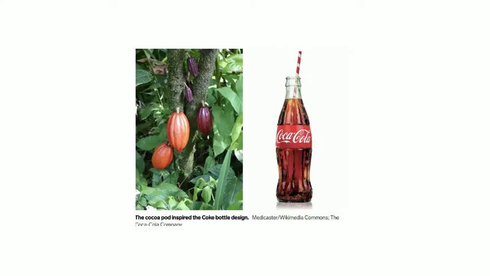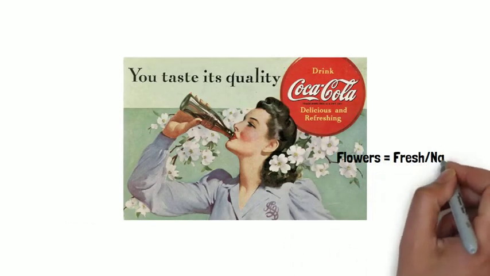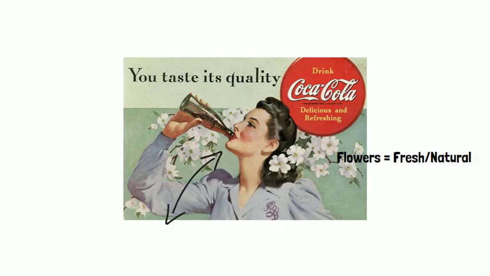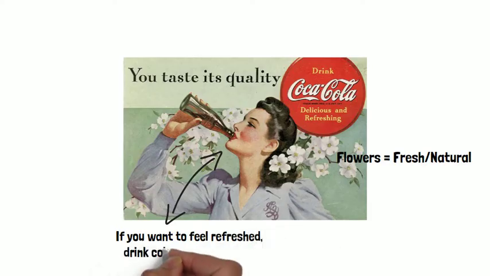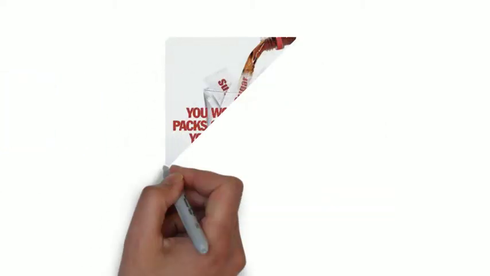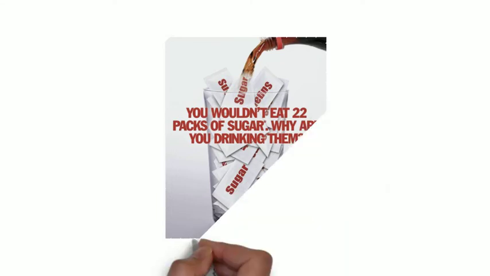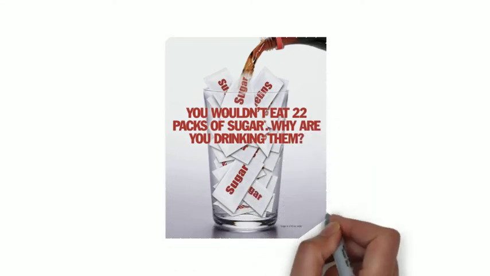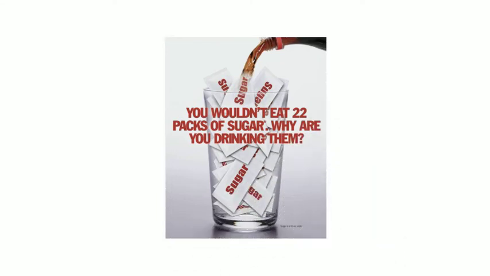From the shape of a bottle to the images that surround a product, advertisers use visuals to persuade you to buy things. However, visual rhetoric can also be used to combat certain messages or narratives, such as this advertisement designed to educate people on the link between sugary drinks and obesity.